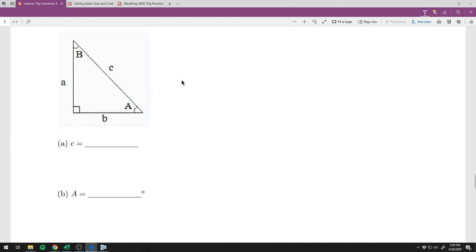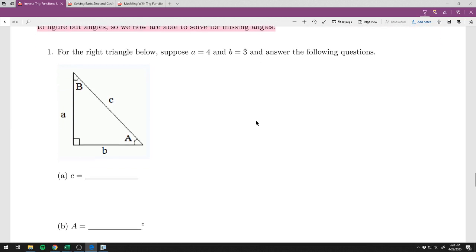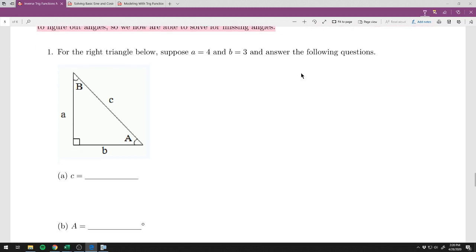The last couple things we have here are applications of inverse trig functions, and really it boils down to if you have a word problem or if you have a triangle, now we can figure out angles that we could not do before. And that's my reminder here. Remember that inverse trig functions are used to figure out angles, so we'll now be able to solve for missing angles.